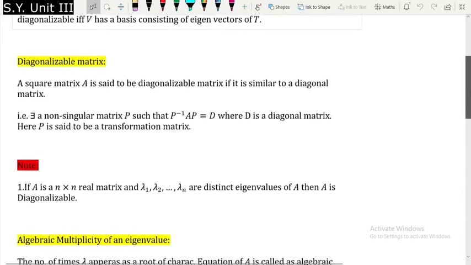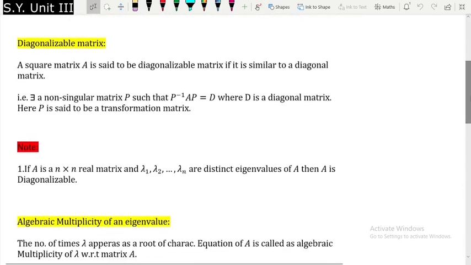Now the next thing is algebraic multiplicity of an eigenvalue. We have already learned the concept of eigenvalue, so what do we mean by algebraic multiplicity? It is very simple. We have already seen the concept of multiplicity of a root. An eigenvalue is nothing but a root, right? So algebraic multiplicity of an eigenvalue is the number of times that eigenvalue appears as a root of the characteristic equation.